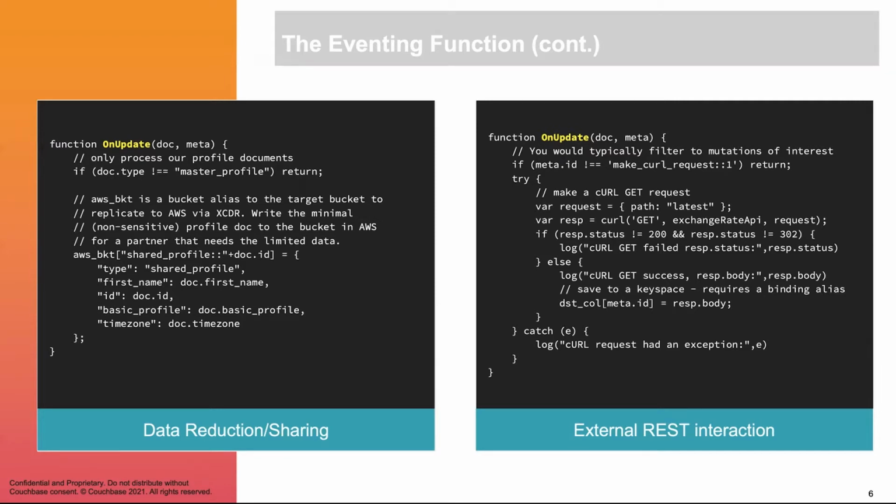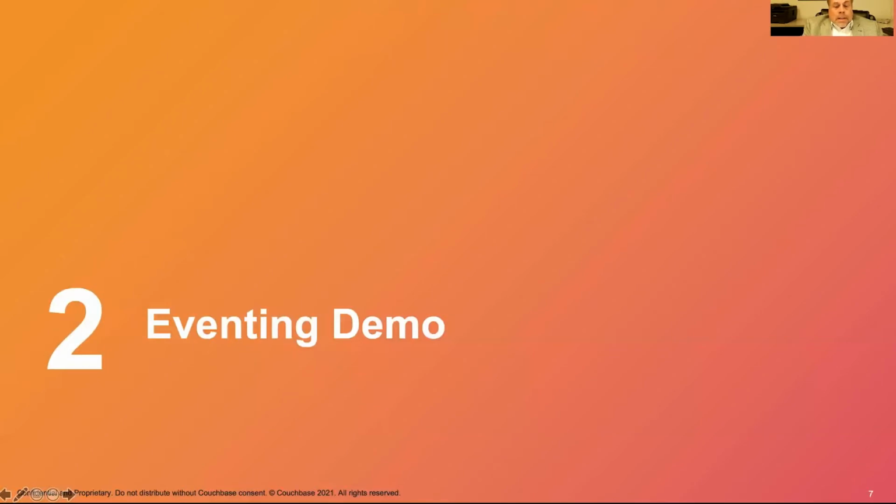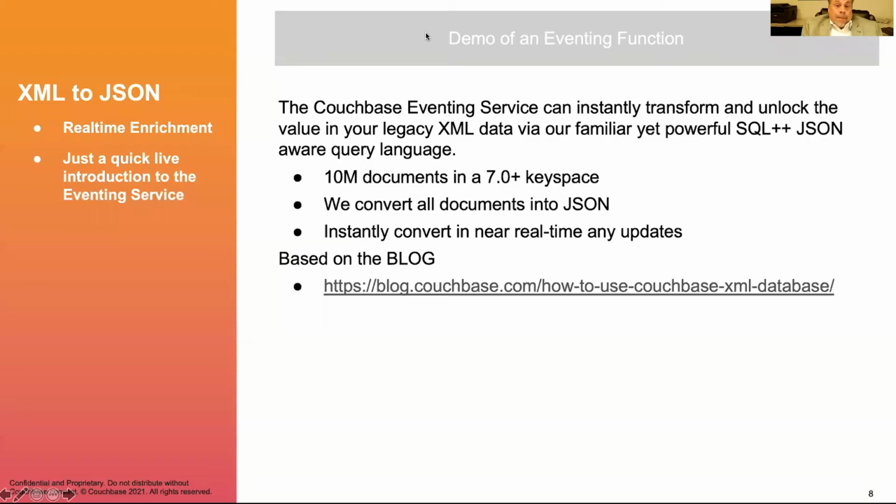On the right, we show external REST integration. Both of these are examples on the scriptlets or examples page in the eventing documents. The curl request is actually grabbing an exchange rate and writing it to a particular document. In this session, we're only going to do one demo, and it will be based upon a blog. Here's the link to it.